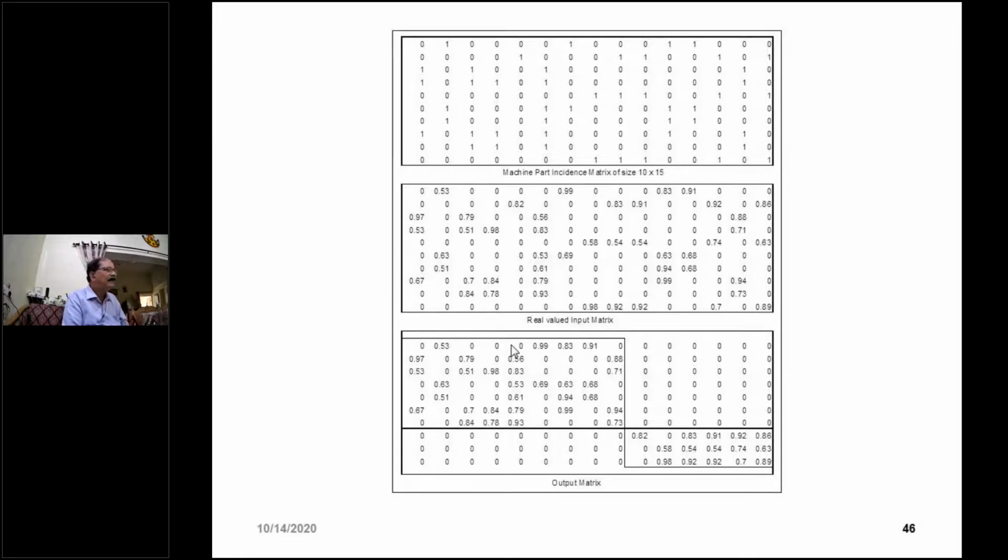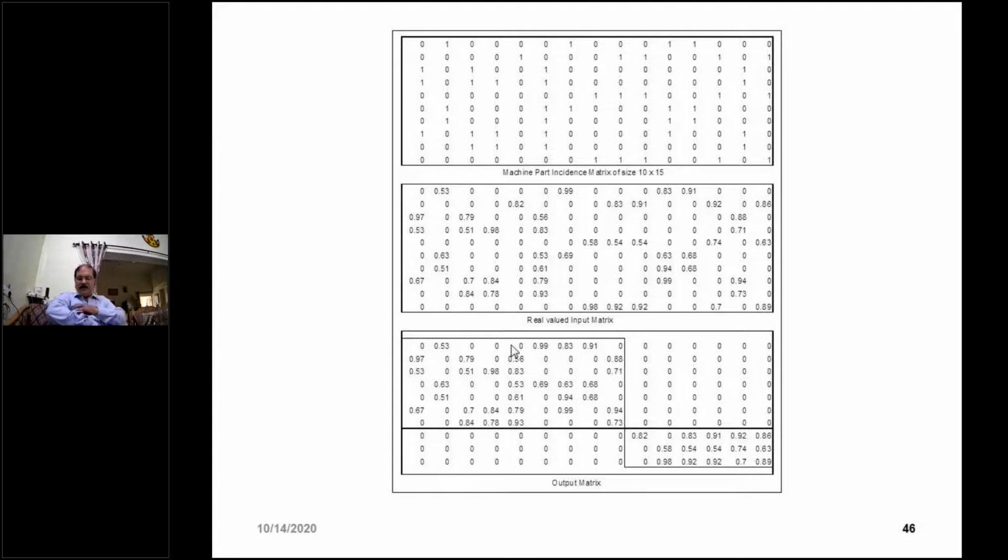Okay, or ratio level data. So if you use the ratio level data, the objective is to balance the workload in the machine cells. That will be the objective. Not only to improve the similarity of the machines, that is not the objective. The objective is to balance the workload.